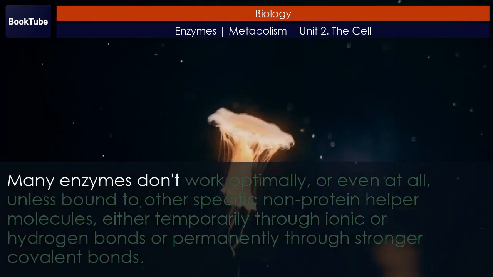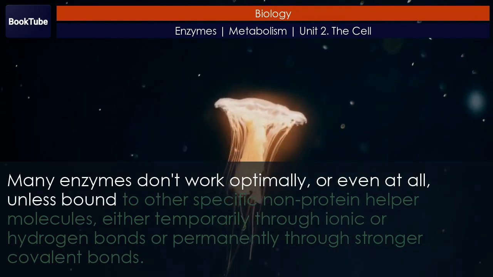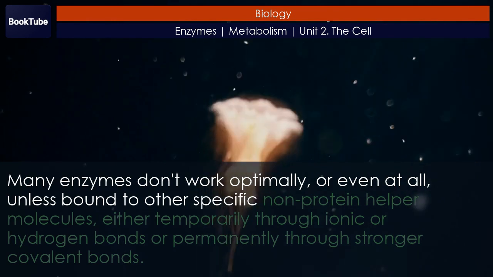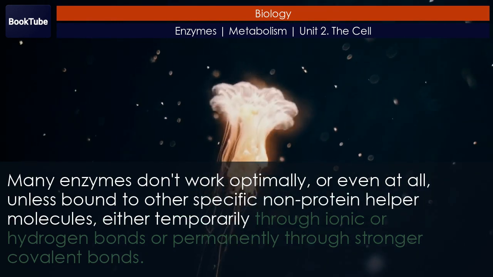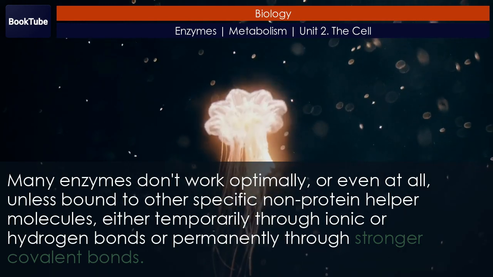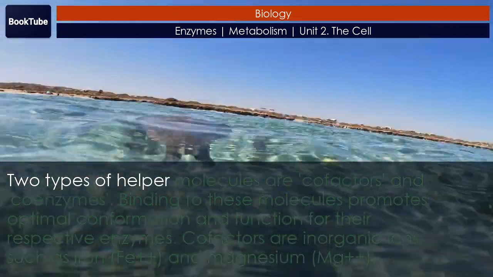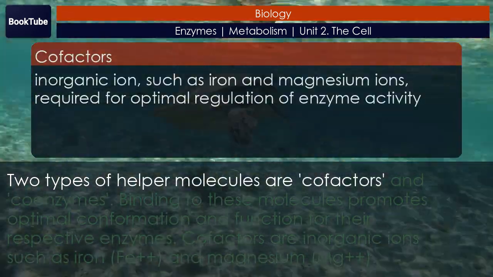Many enzymes don't work optimally, or even at all, unless bound to other specific non-protein helper molecules, either temporarily through ionic or hydrogen bonds or permanently through stronger covalent bonds. Two types of helper molecules are cofactors and coenzymes.